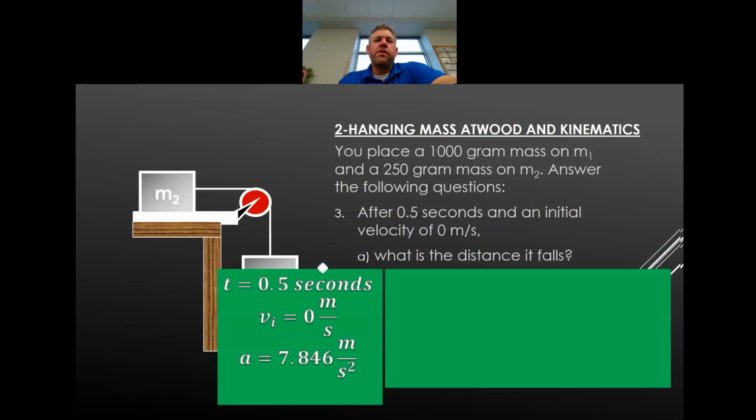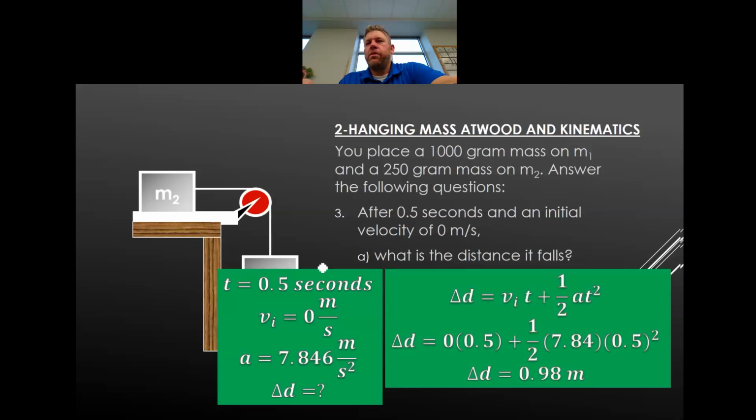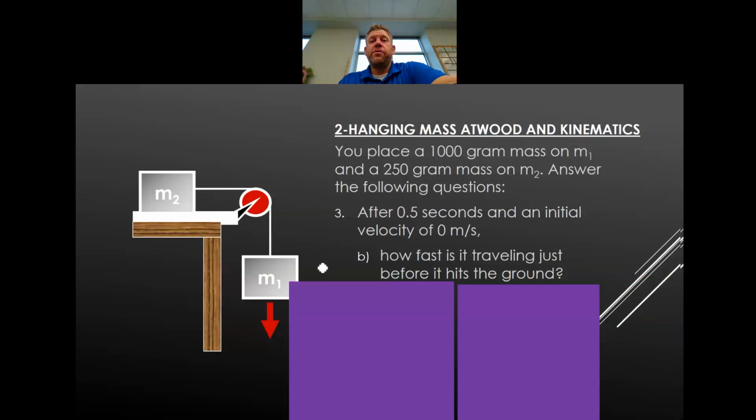Distance, just like we did before, we're going to take our VI times our T, 1/2 the A we just calculated, and T squared. So 1/2 7.84 times 0.5 squared. This thing should travel almost a meter now, which is a lot more than what we saw previously. Again, higher acceleration, higher force of gravity, higher distance that this thing will fall.